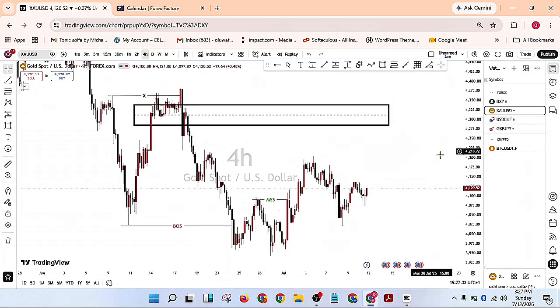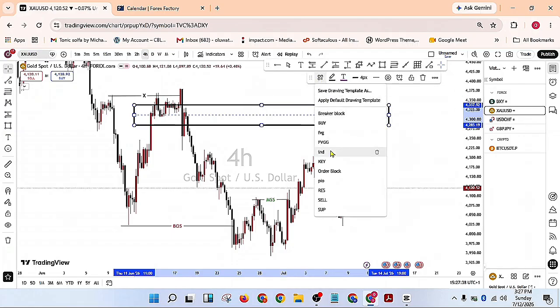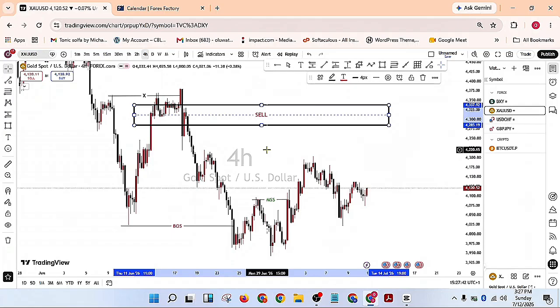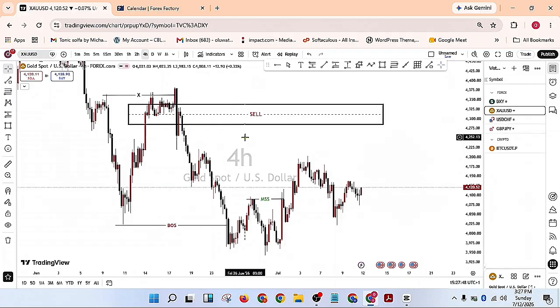So anything that will make me sell now, I'll be looking for a selling opportunity here. I'll be looking for a selling opportunity here.